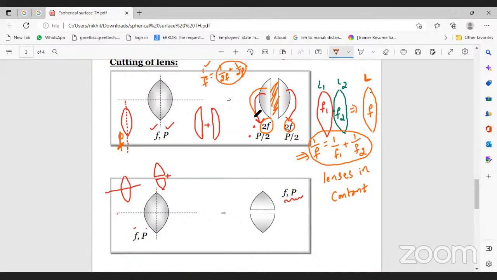That is cutting of a lens and two lenses in contact.